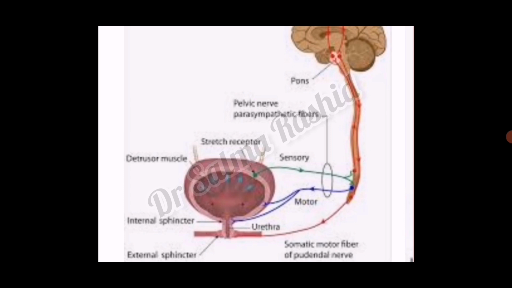Now, when urine fills into the bladder, it activates the stretch receptors. The stretch receptor signals then go to the spinal cord and activate the pelvic nerve, which then causes the detrusor muscles to contract and also relax the internal urethral sphincter. Simultaneously, signals also go to the higher brain micturition center, which stimulates the pudendal nerve, which relaxes the external urethral sphincter and micturition occurs.